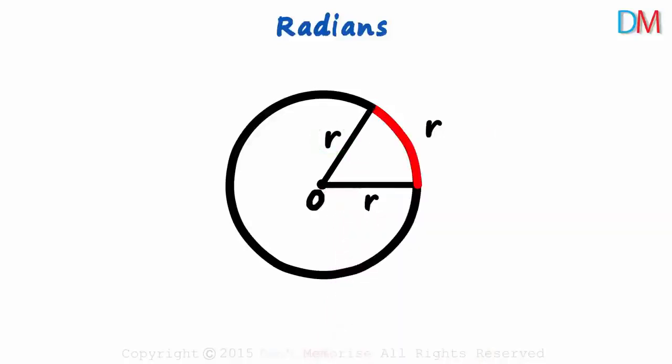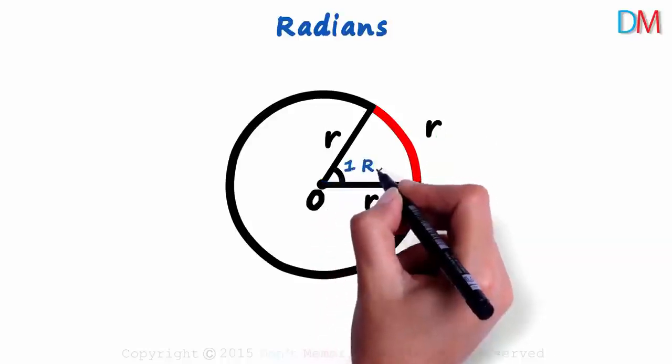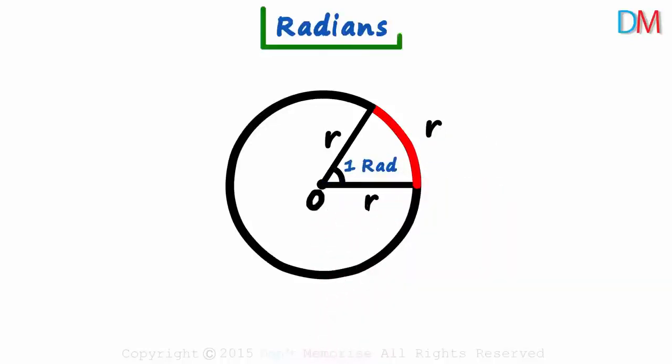Let's analyze the figure. We have an arc of length equal to the radius of the circle and two radii joining the center and the endpoints of that arc. Remember, the length of the arc is equal to the radius of the circle. This angle formed here is 1 radian. That's the concept of radians. Actually, there's radius everywhere around this angle. R, and that's probably why they call it radians.